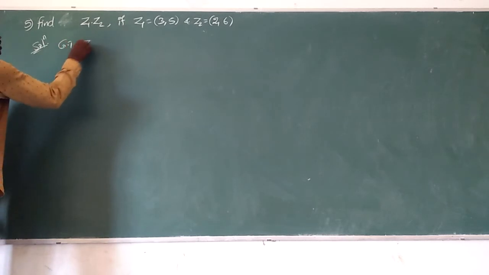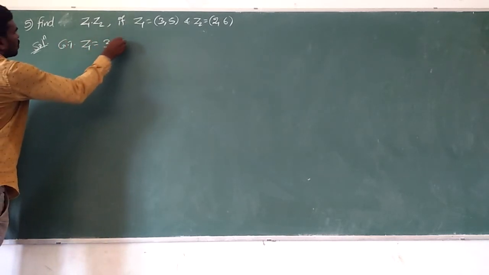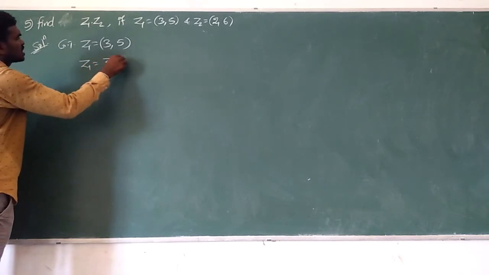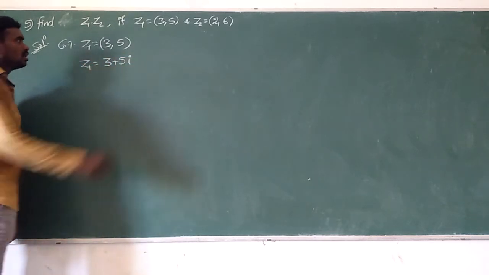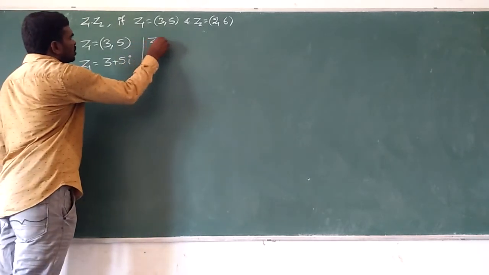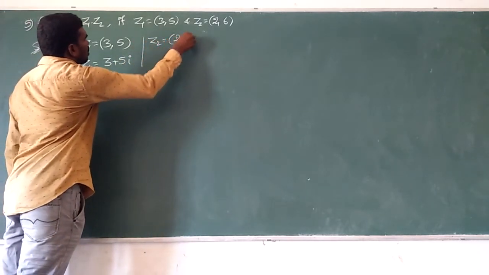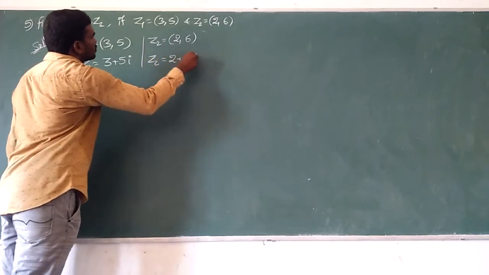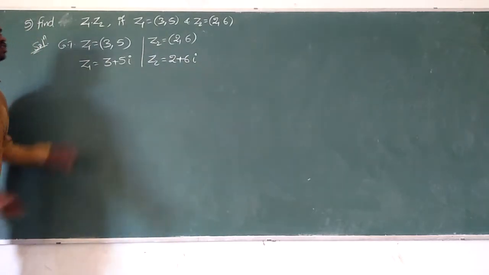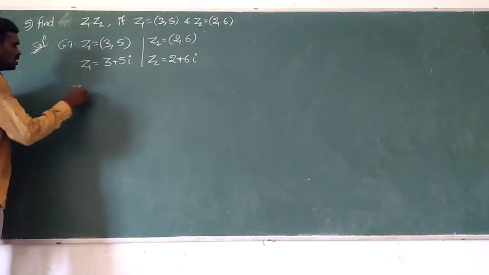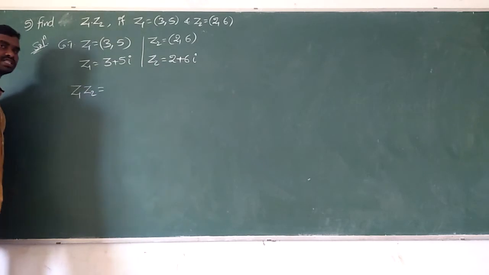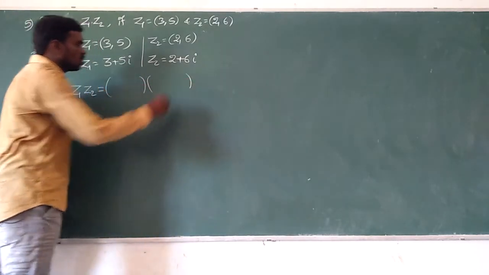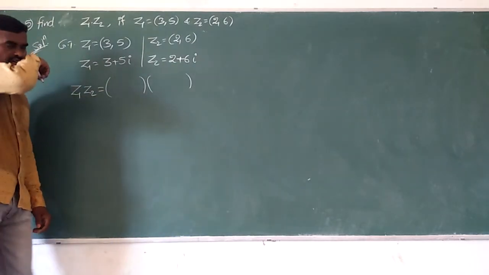Given that Z1 equal (3, 5), ordered pair. So, that can be written as Z1 equal 3 plus 5i. And next, given that Z2 equal ordered pair (2, 6). So that can be written as Z2 equal 2 plus 6i. So what is asked? Z1 into Z2. So dear students or friends, this is a very easy sum. Just small multiplications and small additions only are in this chapter.